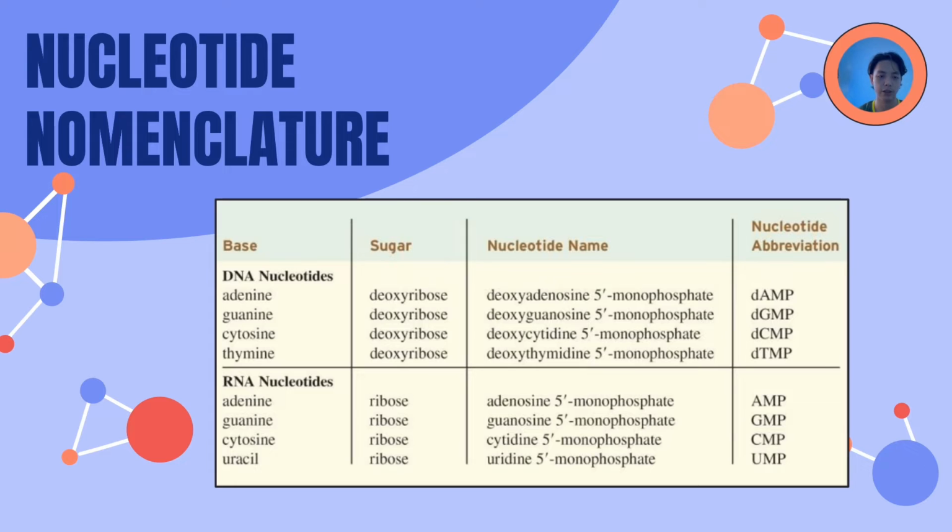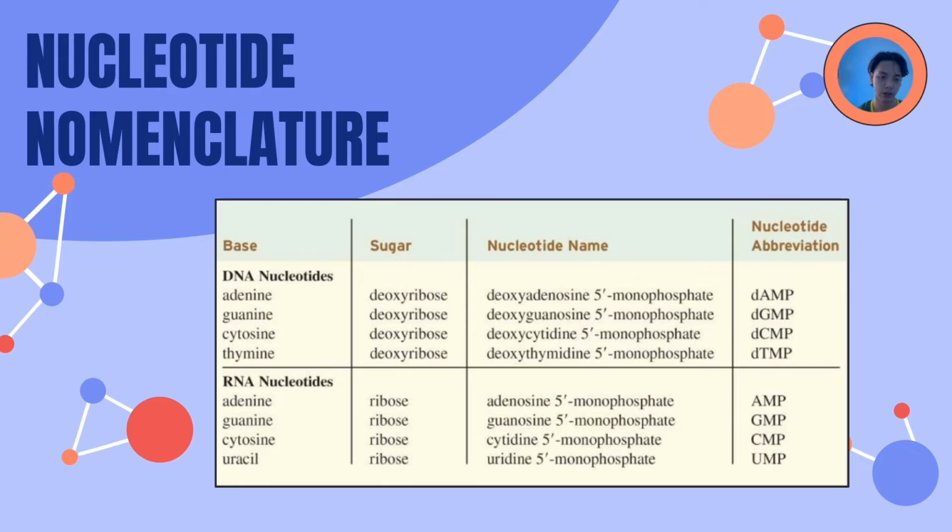We can make several generalizations about the nomenclature given in the table. First, all of the names end in 5' monophosphate, which signifies the presence of a phosphate group attached to the 5' carbon atom. Second, preceding the monophosphate ending is the name of the base present in a modified form. The suffix "-osine" is used with purine bases, and the suffix "-idine" is used with pyrimidine bases.